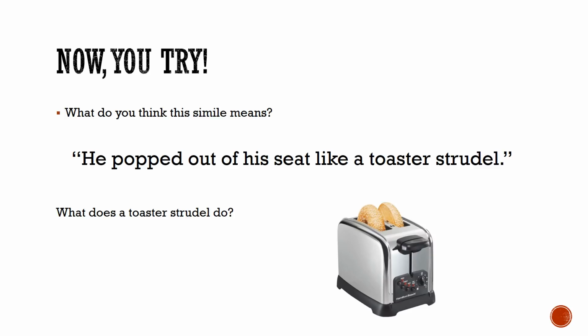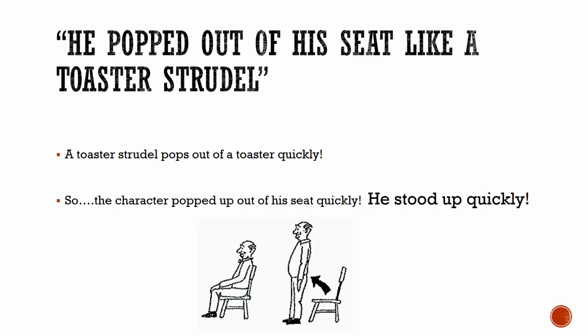Okay, let's find out. He popped out of his seat like a toaster strudel. A toaster strudel pops out of a toaster quickly. I don't know if you've had any experience making a toaster strudel, but when it pops out of the toaster, it comes up very fast, makes kind of a loud noise sometimes, can be a little surprising. So, as the character is being compared to a toaster strudel, that means that he popped out of his seat quickly. He stood up from his chair very quickly. And that's exactly what that simile means, but it tells us in such a more interesting way than just saying he stood up quickly.